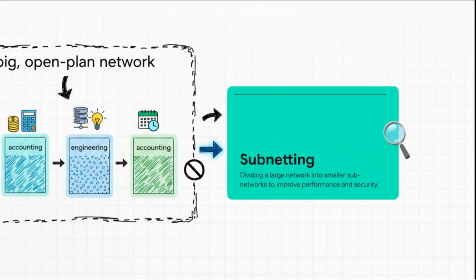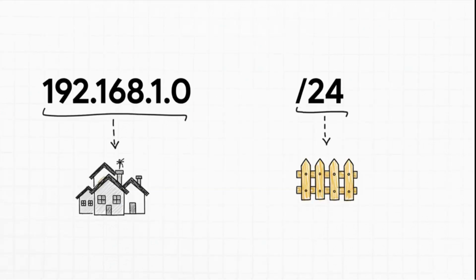This is awesome for efficiency. Why? Because traffic that's meant for, say, the engineering subnet just stays inside that subnet. It's not shouting across the entire company network, which keeps things fast and organized. So how do network engineers define the size of these digital neighborhoods? Well, they use a nifty shorthand called CIDR notation.